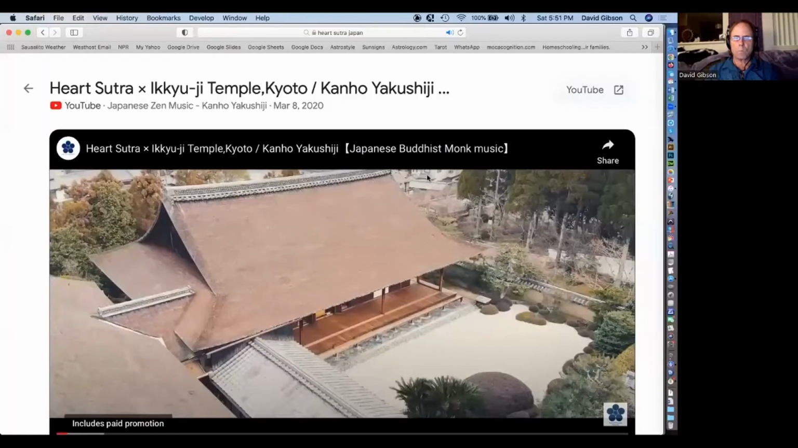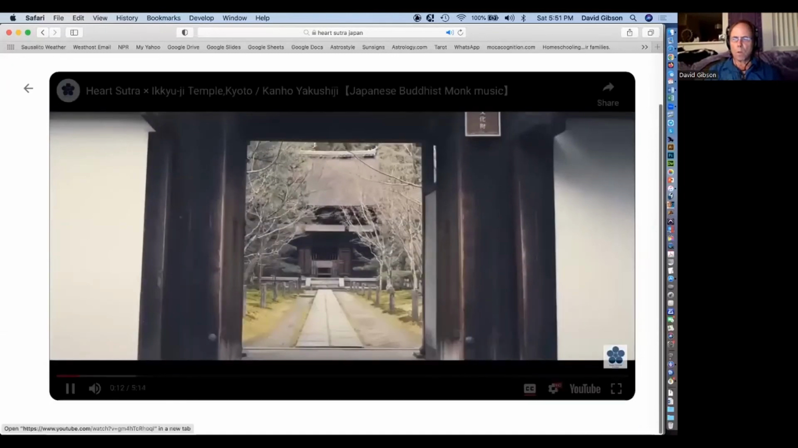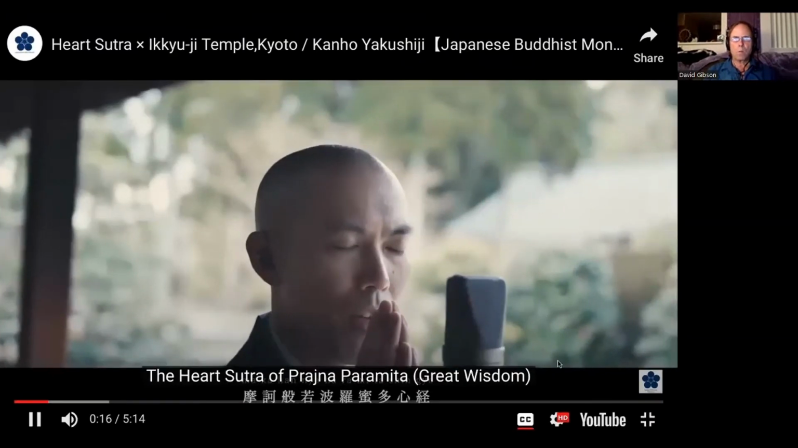Heart Sutra. There's a whole bunch of different vowels for the Heart Sutra. Let me share my screen.